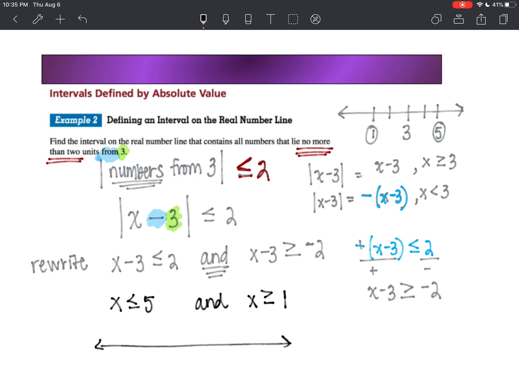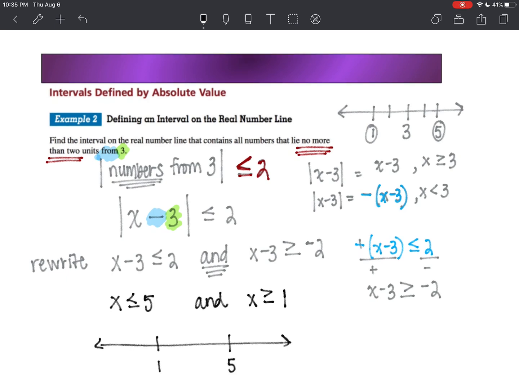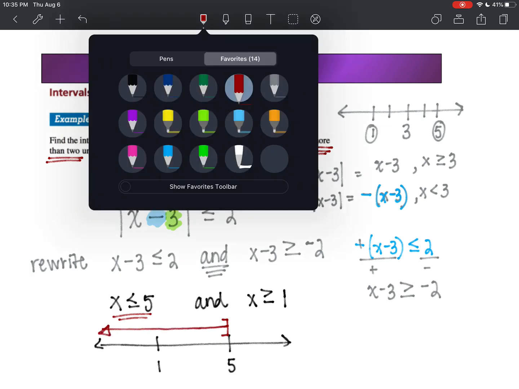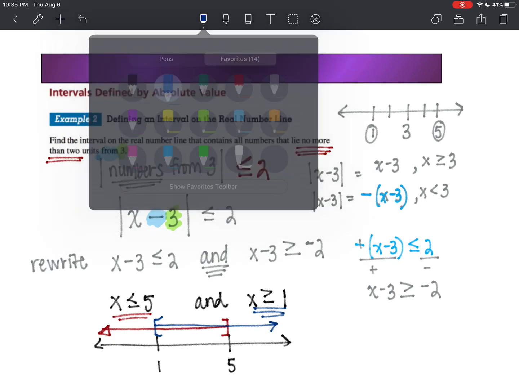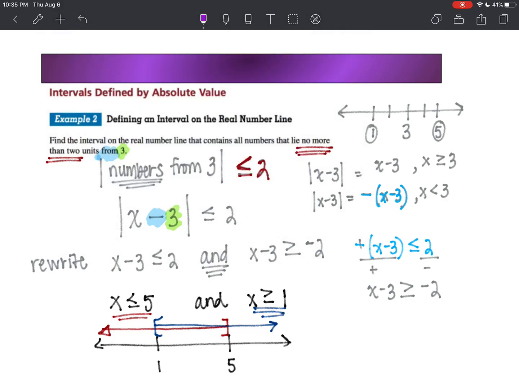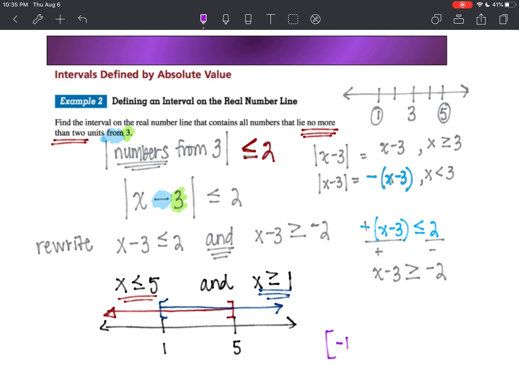So let's do this on a number line. 1 is to the left, 5 is to the right. We've got x is less than or equal to 5, and then x is greater than or equal to 1. And because it's and, we're going to do the overlapping. So any numbers between 1 and 5. So 1 to 5 with brackets. So those are all the numbers they share. And all of those numbers would be no more than 2 units away from 3.